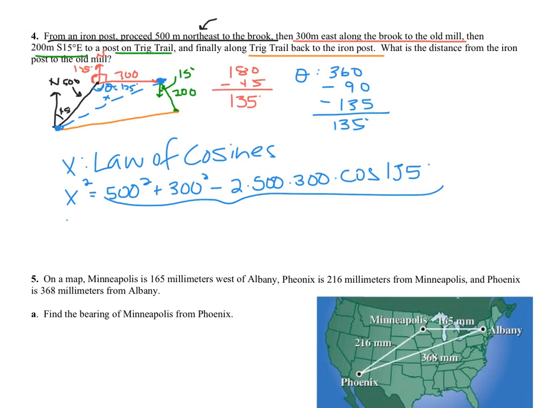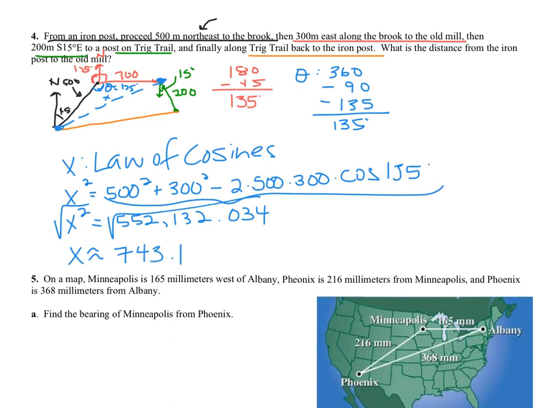If you plug this in, you actually get a pretty decent sized number for x squared: 552,132.034. To get x by itself, we'll take the square root of all that. To the nearest tenth, the distance from the iron post to the old mill is approximately 743.1, and our label for full credit is meters.